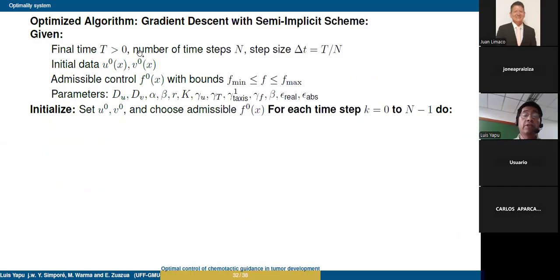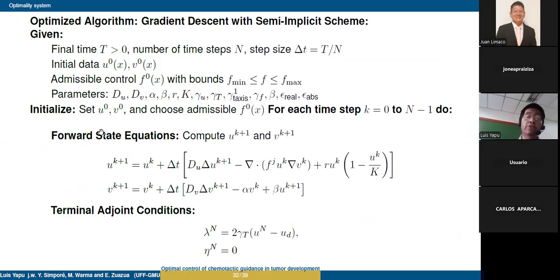For that, we defined an optimization algorithm. We have a final time t. We choose some time steps, initial data, the initial admissible control, and the parameters of the problem.